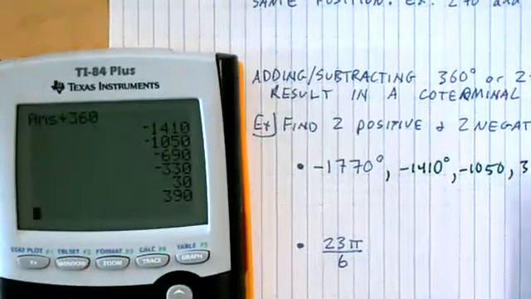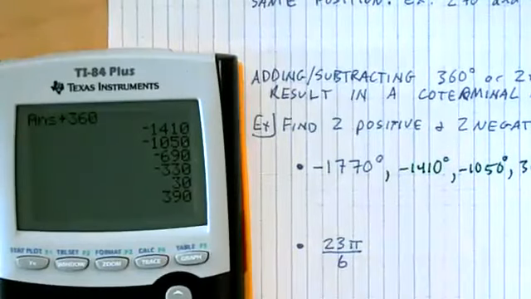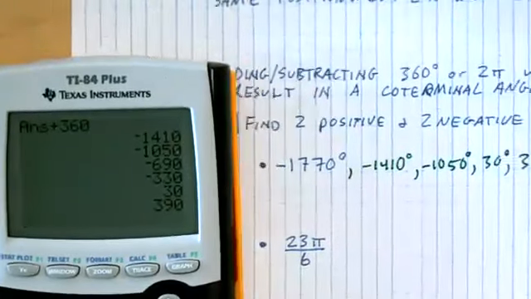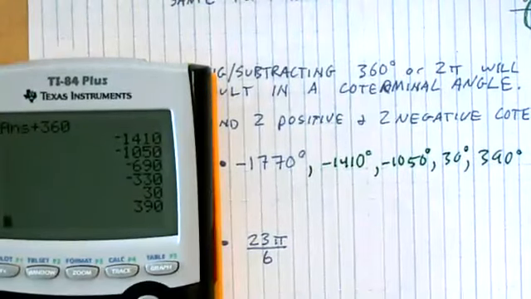And 390. And there we go. We've got two positive, two negative coterminal angles there. And all we had to do was just start at that point and start adding and subtracting 360 from it.